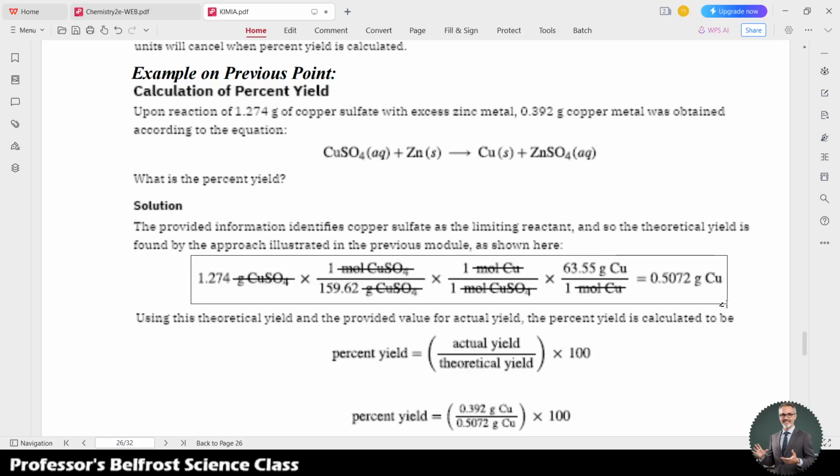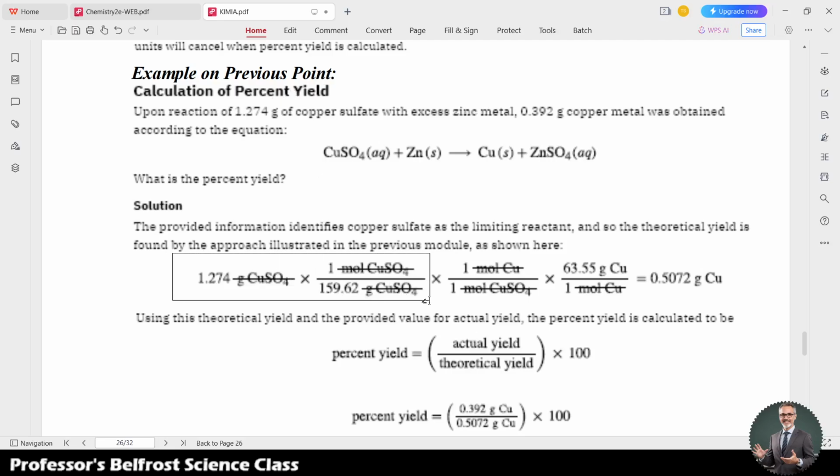So this is 1.274 times 1 by 159.62 times 1 by 1. This is to find the mole of the copper sulfate. So we need to find the mole of copper sulfate this way, and then we need to convert it to the mole of copper by the stoichiometric factor like this, and then we need to find the mass by multiplying it by the inverse of the molar mass, and we get this.